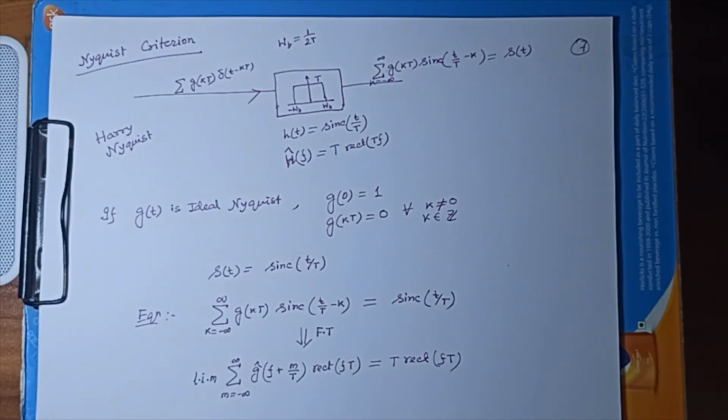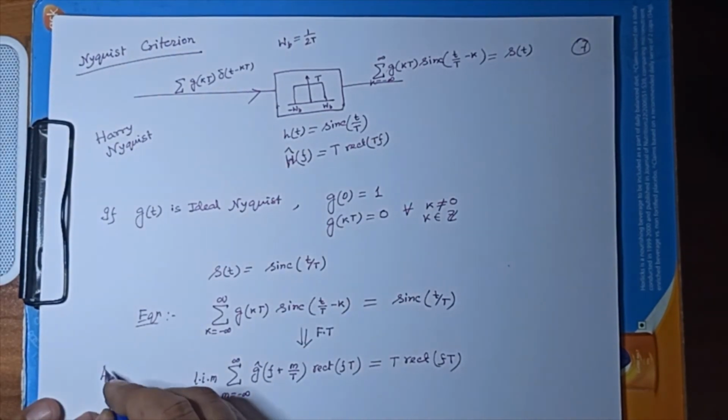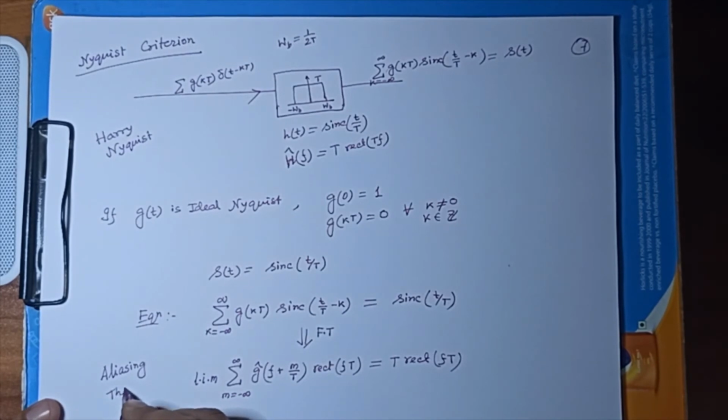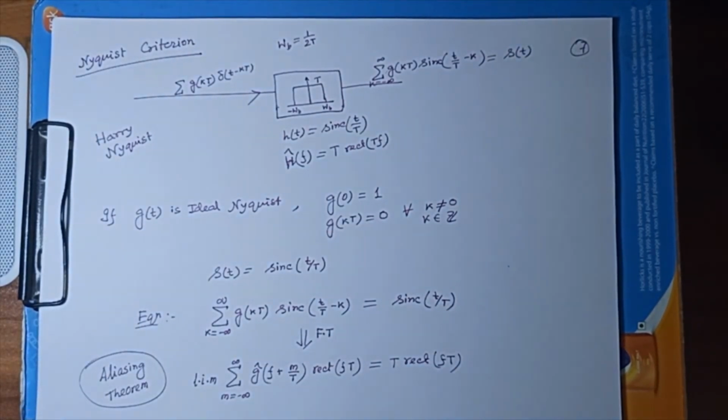So this particular thing, if you are confused about how from here you are getting this, just refresh your signals and systems background. This is called the aliasing theorem. Sampling, aliasing, you must have already read it. Go back.